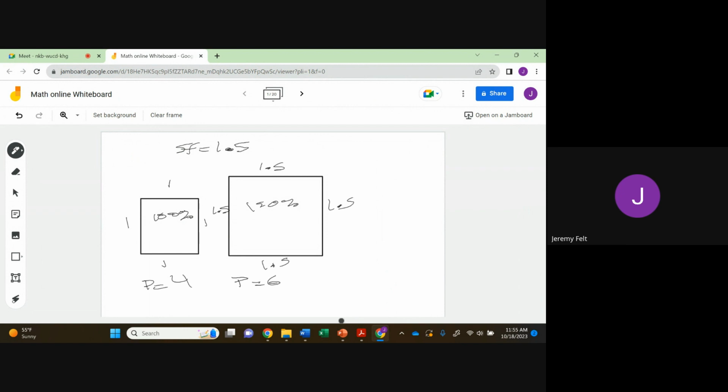So if we did 6 over 4, 4 goes into 6 once with 2 left over. 1 and 2/4 is equal to 1.5. So our perimeter, since it's one-dimensional, was just multiplied by the scale factor. The scale factor is 1.5. Our perimeter was 4. So we could draw it out and do it, or we can say I know it has to be just the perimeter multiplied by the scale factor to give me my new perimeter.